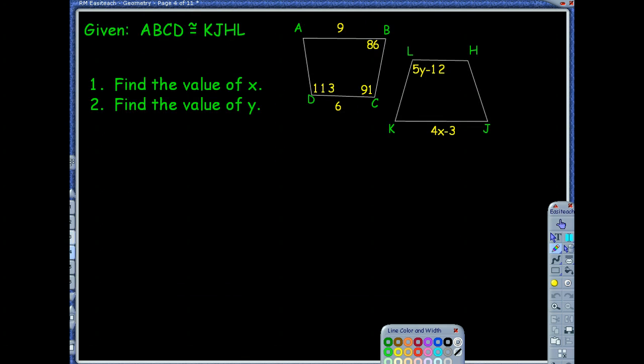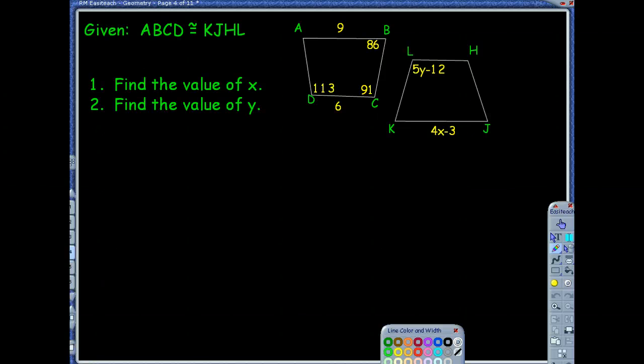Now in this next example, it says we're given that we have two, and in this case, are these triangles? No, these look like four sides, so it'd be a quadrilateral, right? So we can still use what we know about congruent figures and apply it to more sides. We can apply it to any number of sides. We are given that quadrilateral ABCD is congruent to KJHL. We're supposed to find the value of X, and we're going to find the value of Y.